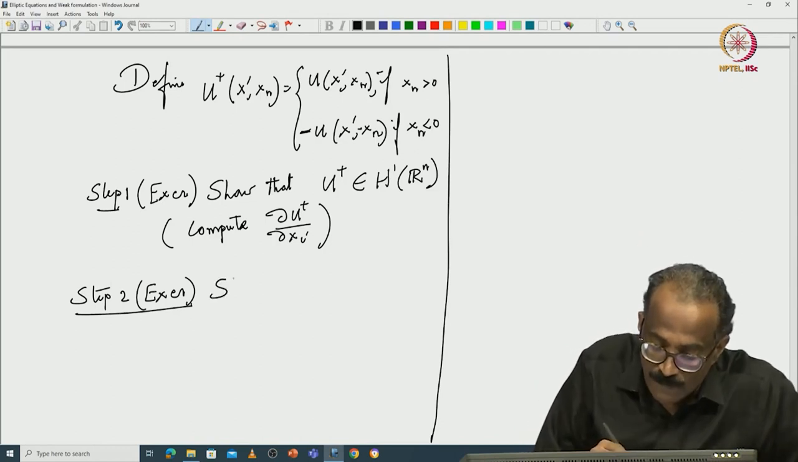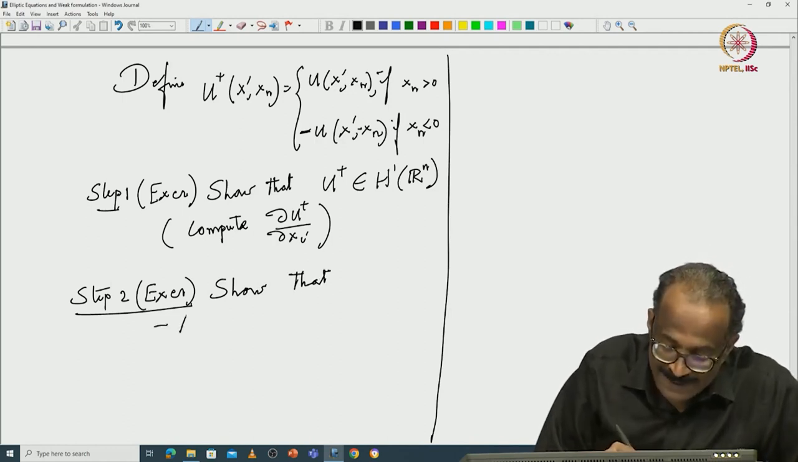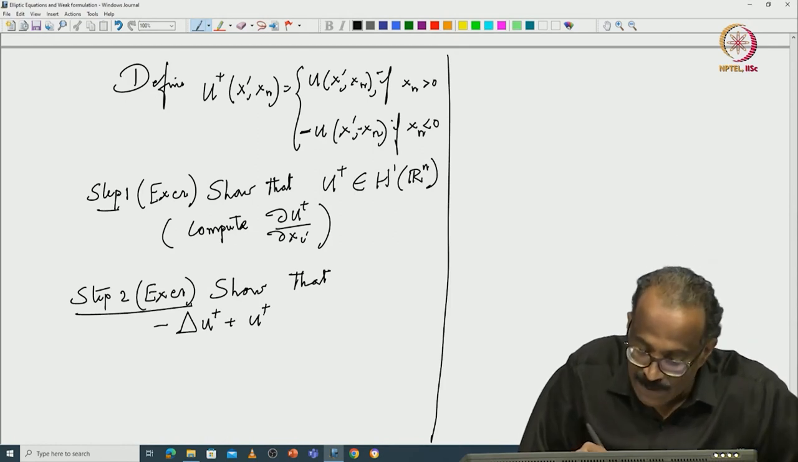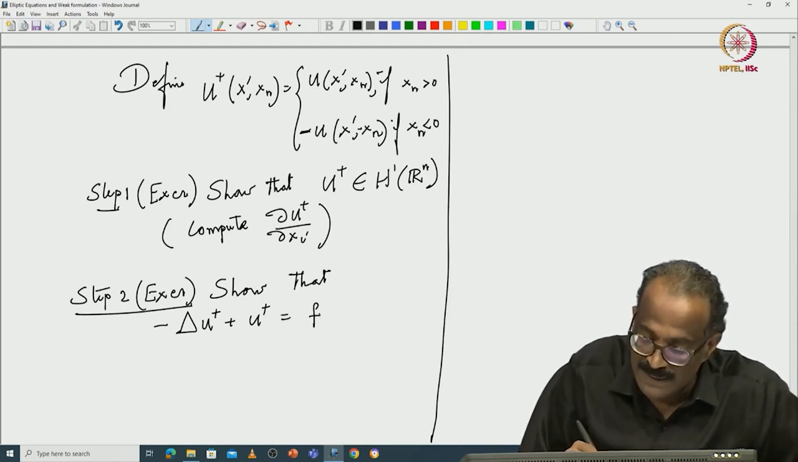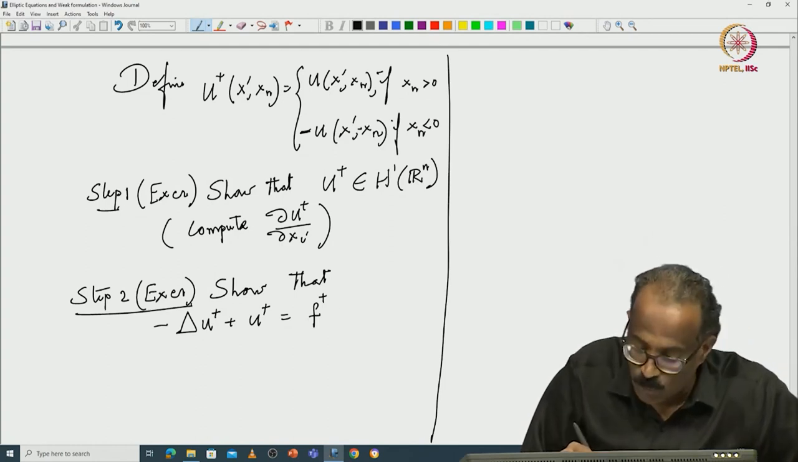Show that you have this equation satisfied. You see, minus Laplacian of u plus, plus u plus is equal to f plus. F plus's definition is similar. Okay, this is in L2, of course. So you satisfy that.